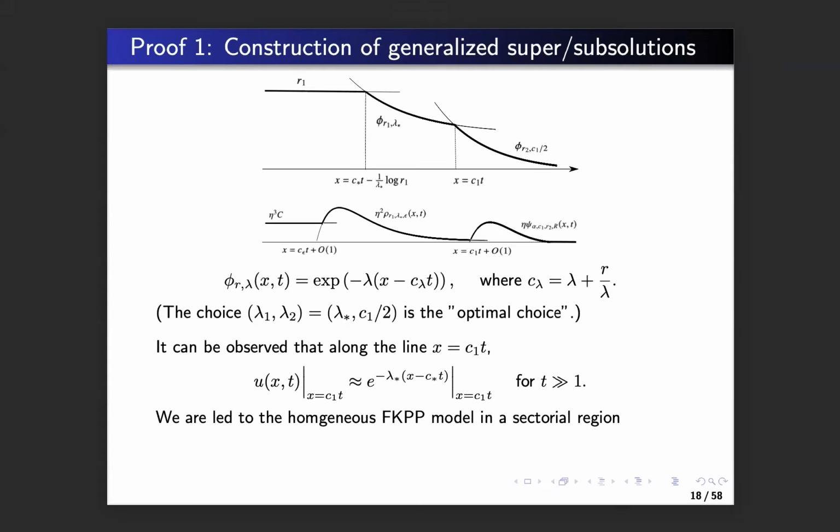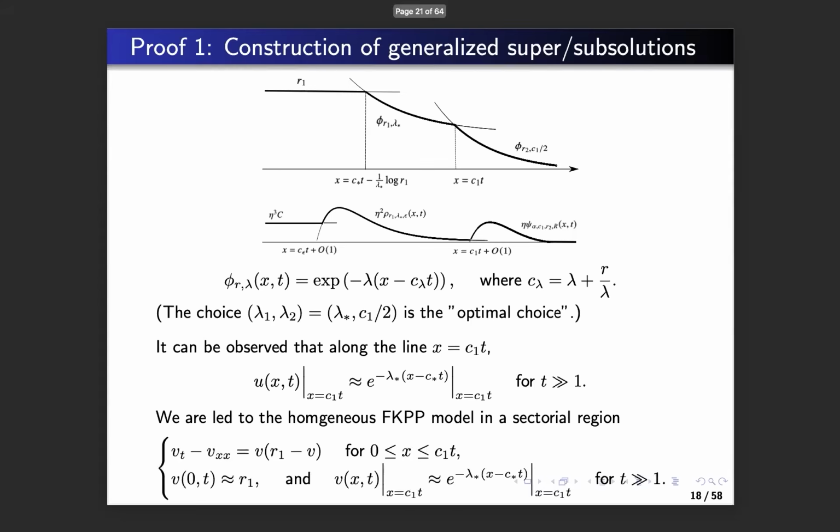By looking at this super- and subsolution, one can obtain an estimate of the population decay along the ray. If you take x equal to C1t and look at the super- and subsolution, you can observe that along this line you have a certain exponential decay in t, which can be written in this coordinate. This is the choice of lambda star that gives the ultimate spreading speed. Actually, this is the proof for the special case. You obtain an estimate of lambda here, and then you just look at the homogeneous KPP equation in a sectorial region, and then everything is standard.